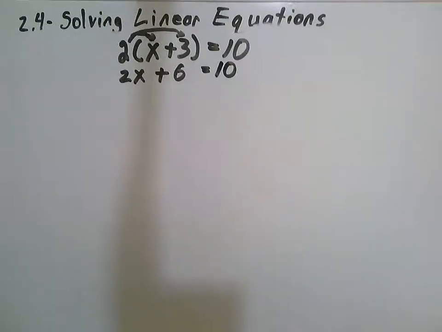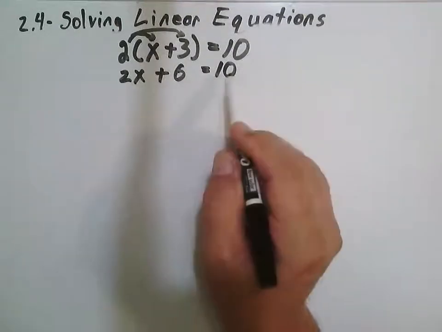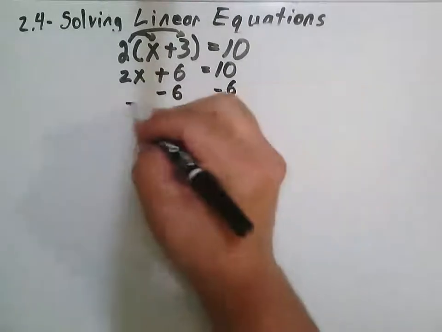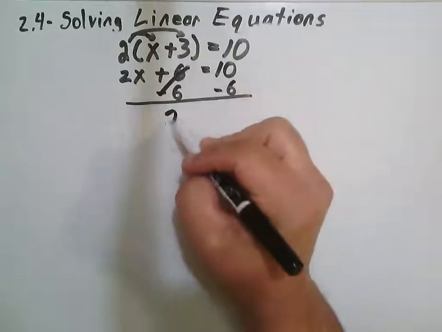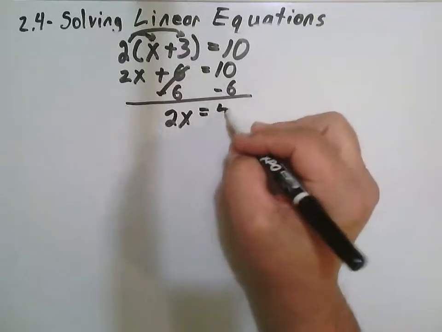There are no fractions in this one and no decimals, so I don't have to worry about that. Now I can go to the addition property of equality. Numbers on one side, letters on the other. This is a positive 6, so I use negative 6. Whatever I do on one side of the equation, I do on the other side. That allows that to disappear. My 2x just falls down. 10 minus 6 is going to give me 4.